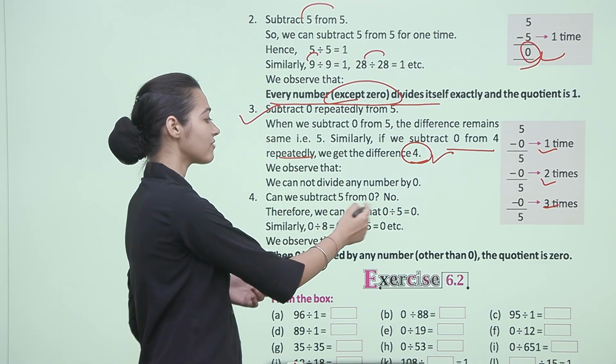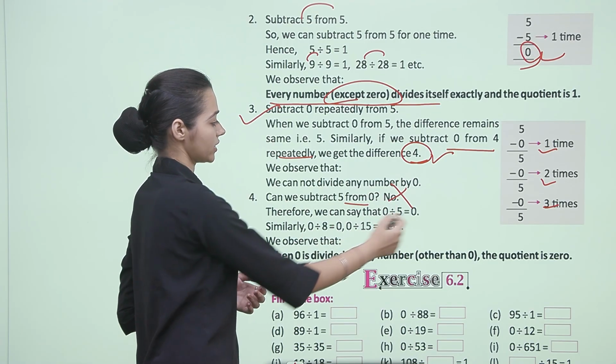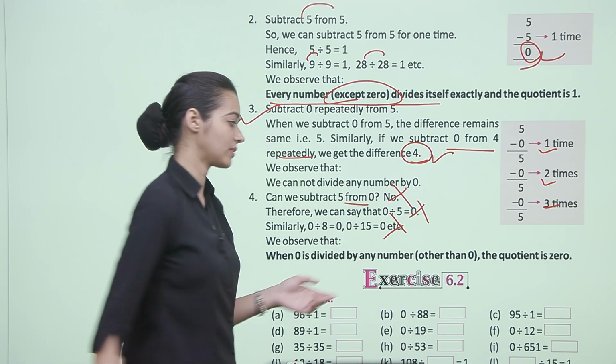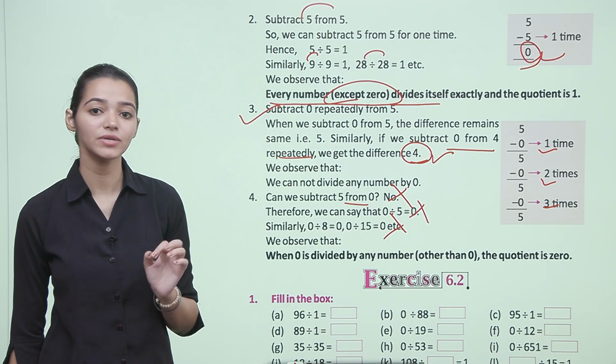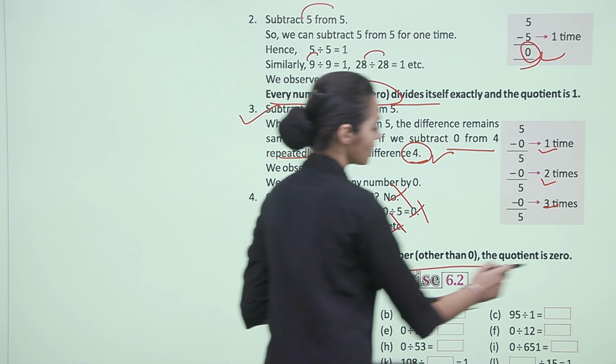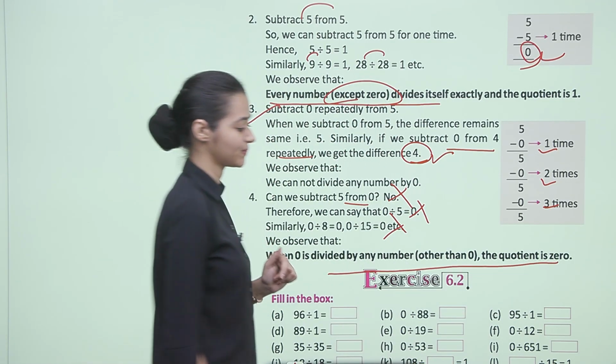So now can we subtract 5 from 0? No, we can't. It is not possible. Division of 0 by any number other than 0, the quotient always remains 0.